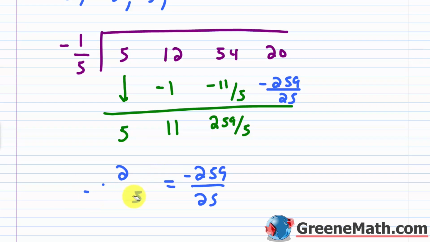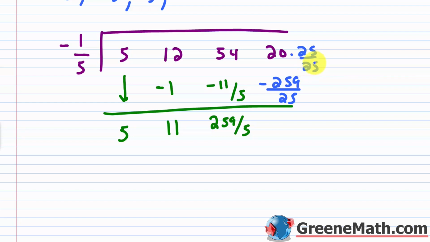All right. So now to do this final addition, we want to multiply this by 25 over 25. So this would be 500 over 25. And 500 minus 259 is 241. So this would be 241 over 25. Now, this is not 0. And so we can say that this -1/5 here is not a 0, right? So it doesn't work.